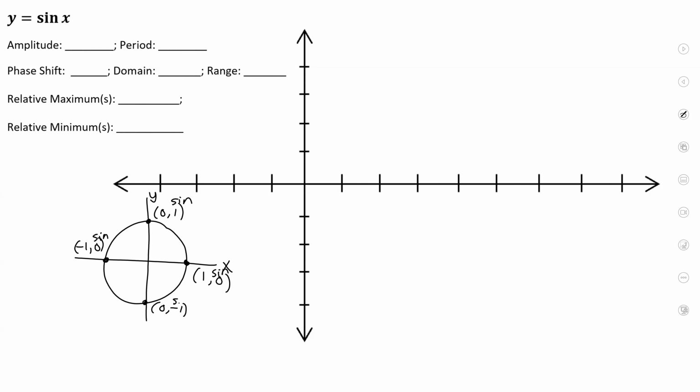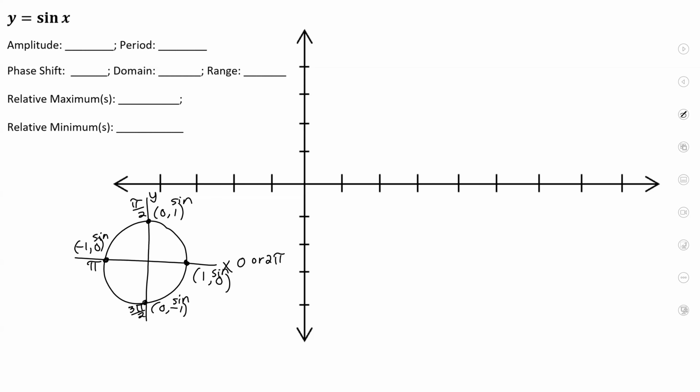And I'll go ahead and write the radians. This is 0 or 2 pi. Up here, do you guys remember what this is? Exactly, pi over 2. Here's what? Pi. And down here? Exactly.